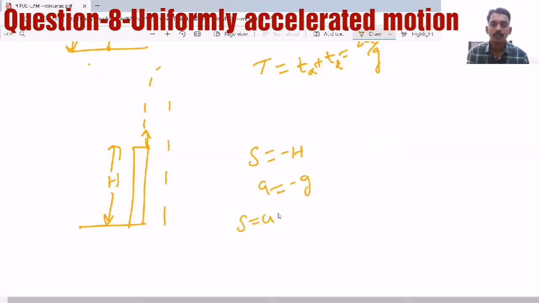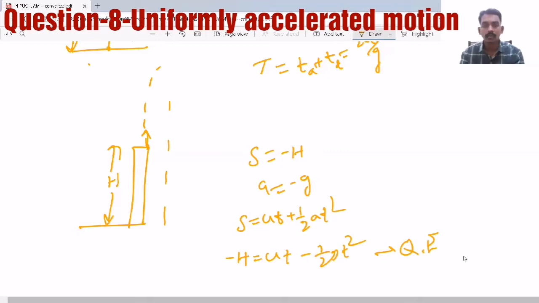Then you can apply s equal to ut plus half at square, like minus h equal to ut minus half gt square. And it is a quadratic equation. And if you solve it, you will get the answer. So this way, the upward motion can be from the ground or from a certain height.